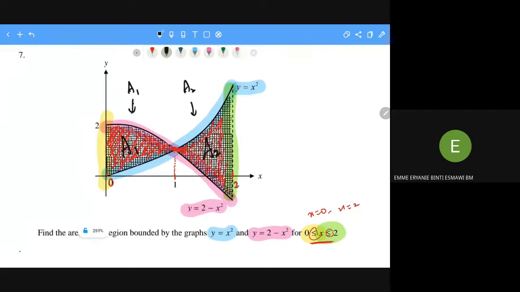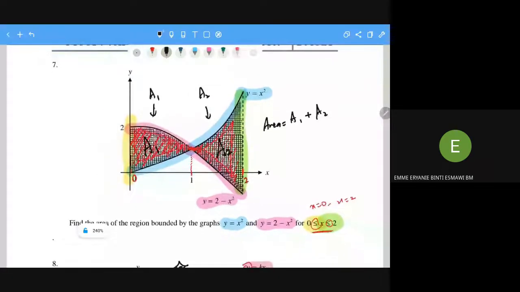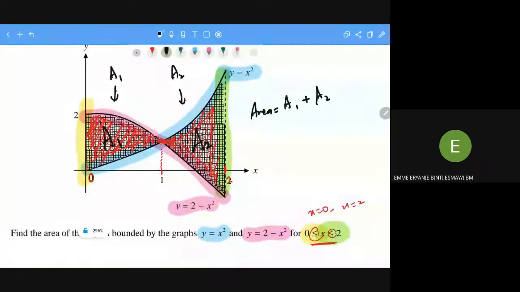Okay, so to find the area of bounded region tu adalah to integrate A1 plus A2, sebab kita nak cari both of the bounded region kan. Now, my question is, to find A1, what is the limit? Jangan jawab, jawab kat poll lah. So to find A1, what is the limit? Sekejap.